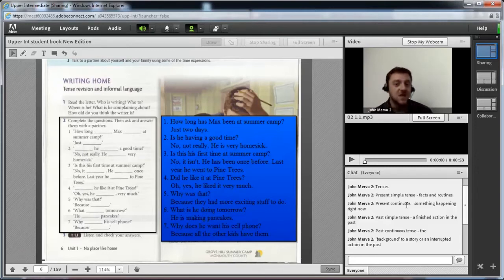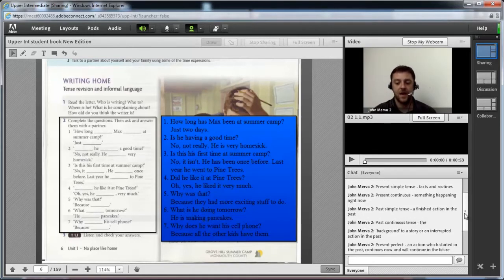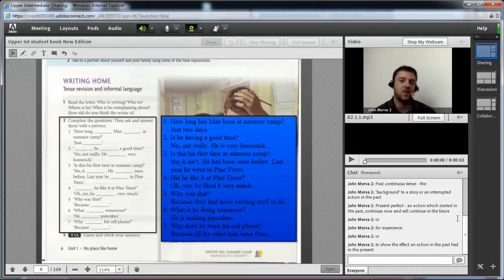It explains the situation before we talk about our main action. The last one we will look at now, I'm just going to scroll down, is the present perfect, a slightly more complicated tense. We have three main meanings for this. We have the one we have here with Max in question 1. How long has Max been at summer camp?